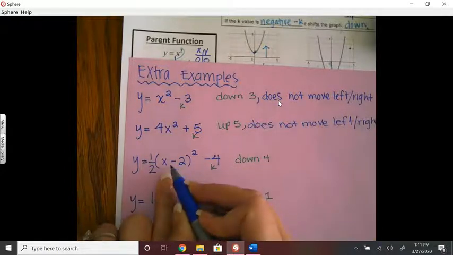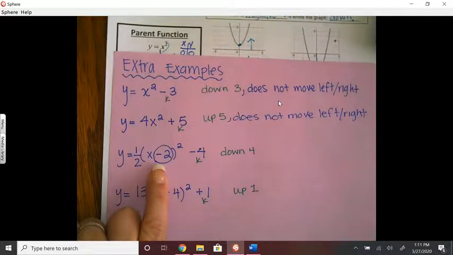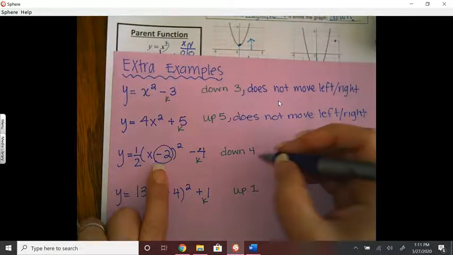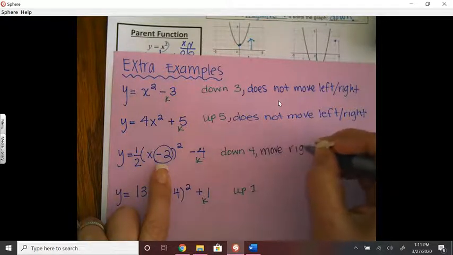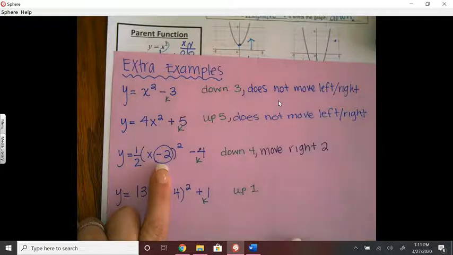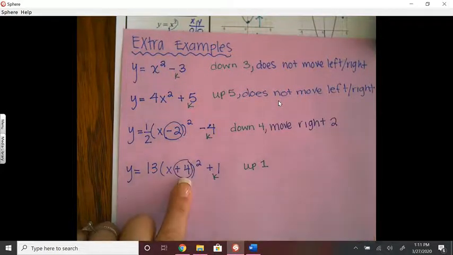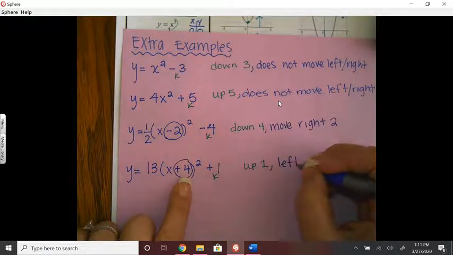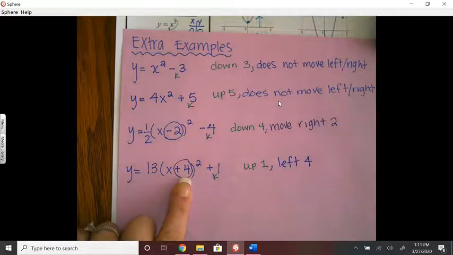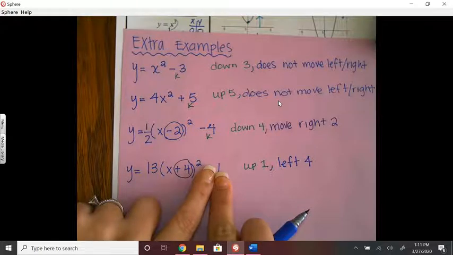However, this example here has a -2, so instead of moving it to the negative side of the graph 2, it's going to move to the right 2. And then this one has a number inside the parenthesis, and it's a +4, so it's going to move to the left 4. So right now we've talked about what the number in the parenthesis does and what the number at the end here does.